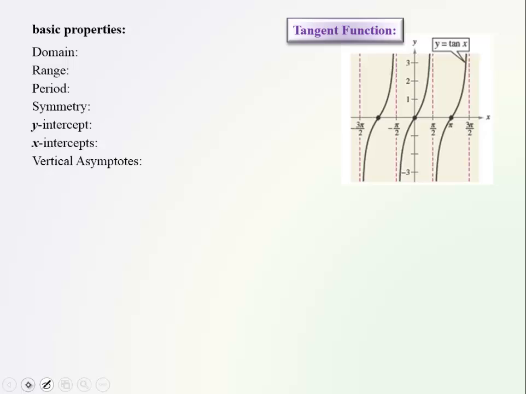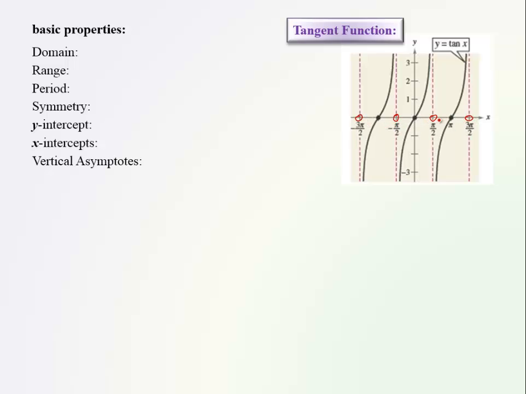And now let's investigate properties of each of these functions. So basic properties of the function of tangent, which we see the graph here. Let's look at the domain. It's not like with sine and cosine. The domain is not all real numbers because the points where we can expect asymptotes will have to be excluded.